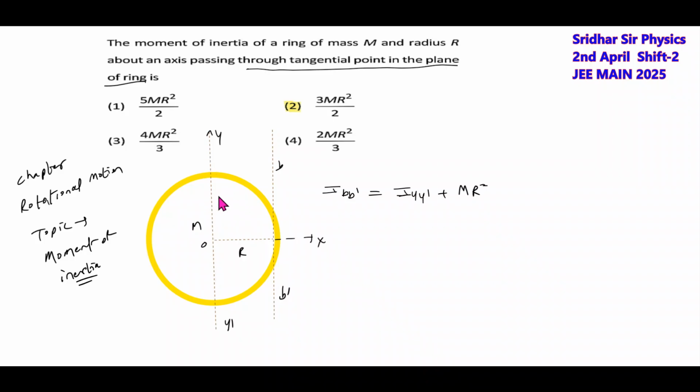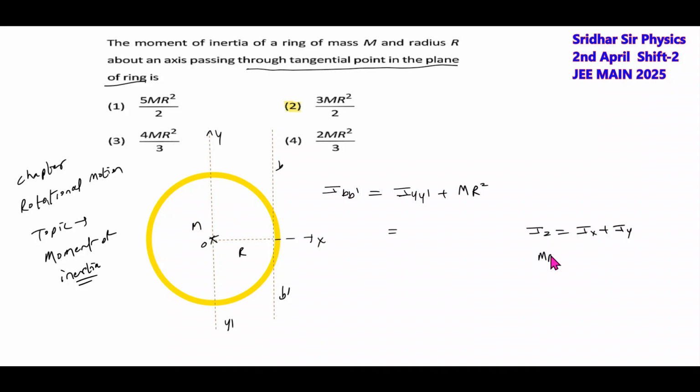Because what is YY dash? It is an axis passing through the center of mass. So moment of inertia about axis BB dash should be equal to I_YY dash plus m into the square of the perpendicular distance between those two parallel axes. So what is I_YY dash? Again applying the perpendicular axis theorem, Iz equal to Ix plus Iy.